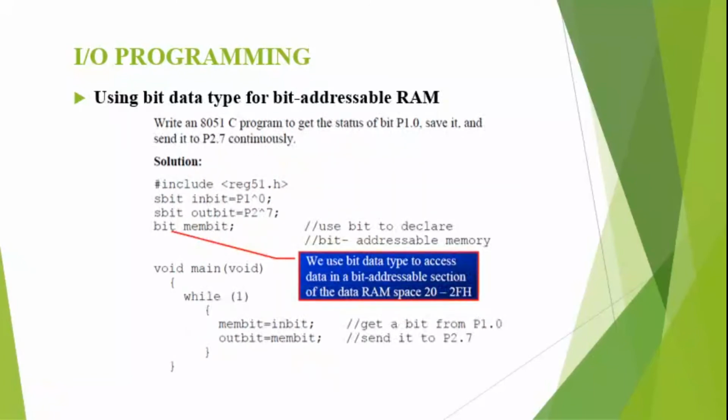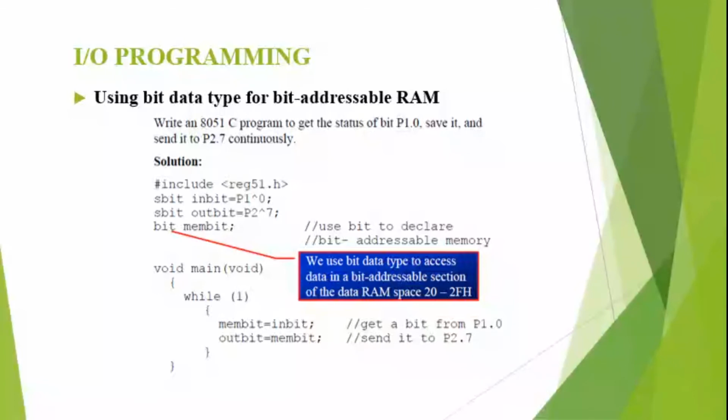Next we have using the bit data type for bit addressable RAM in I/O programming. So let us see an example. Write an 8051 C program to get the status of bit P1.0, then save it and then send it to P2.7 continuously. So we have assigned the P1.0 bit to inbit variable using the sbit data type. Similarly, P2.7 is assigned to outbit using the sbit data type, and then membit is declared using the bit data type.